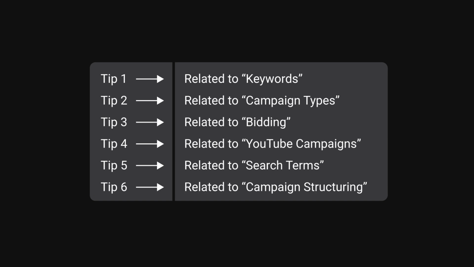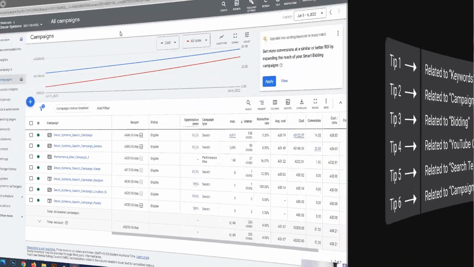There are going to be 6 key tips I will cover in this video, and each one of these tips is going to be laser focused on improving the performance of small budget PPC campaigns within Google Ads. So without further ado, let's dive in.